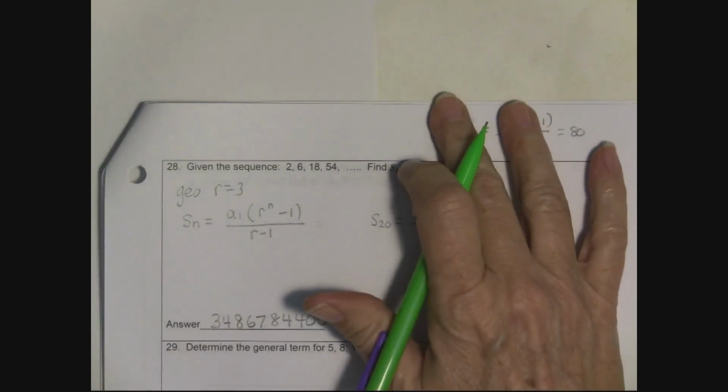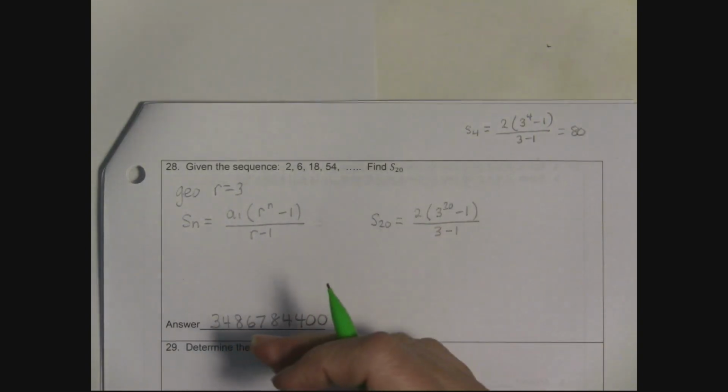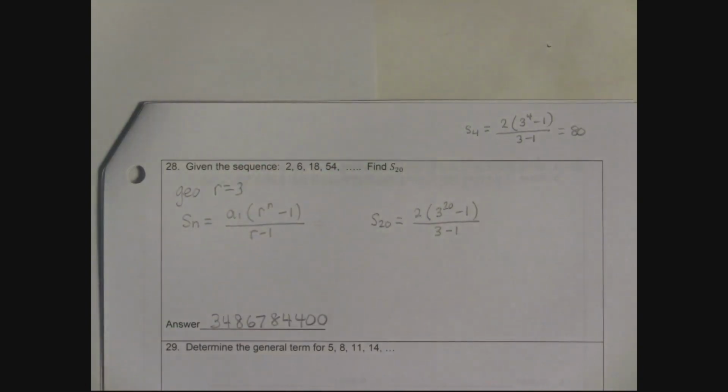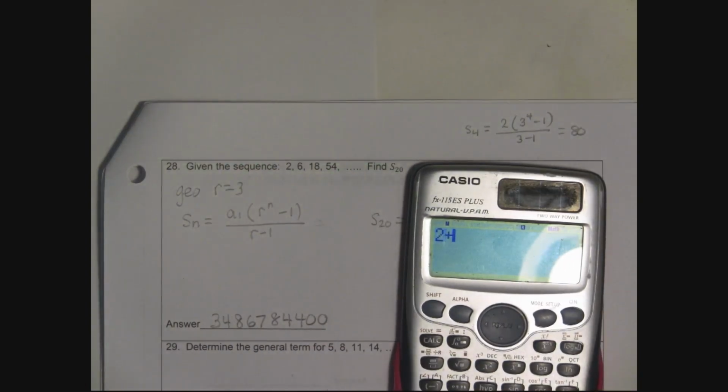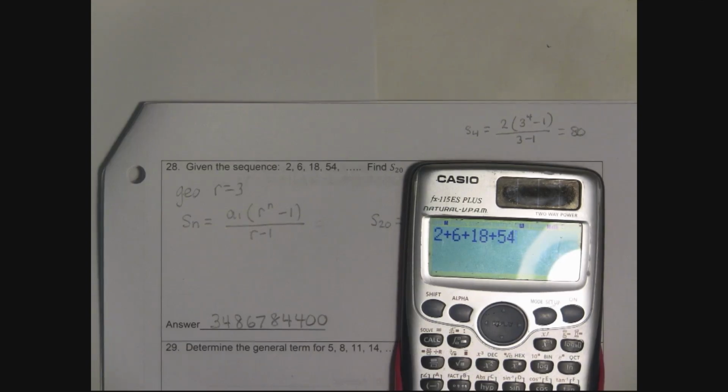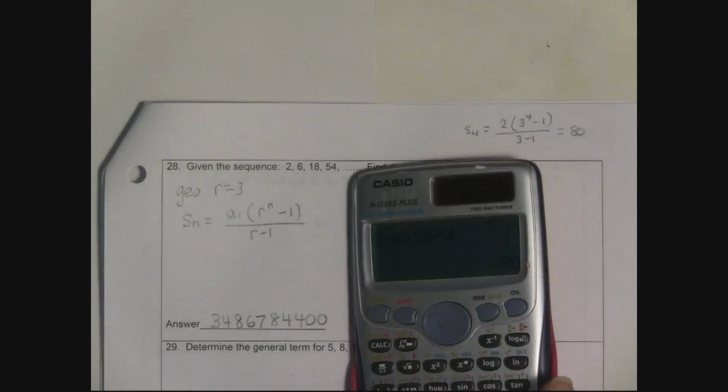Why am I doing this? Because I couldn't remember the formula. And I said, I think this is the formula. I might be wrong. And so I'm going to compare that with 2 plus 6 plus 18 plus 54, adding up the first 4 terms, right? And if I get 80, then I'm going to be like, okay, good, good, good. And I did. I got 80.